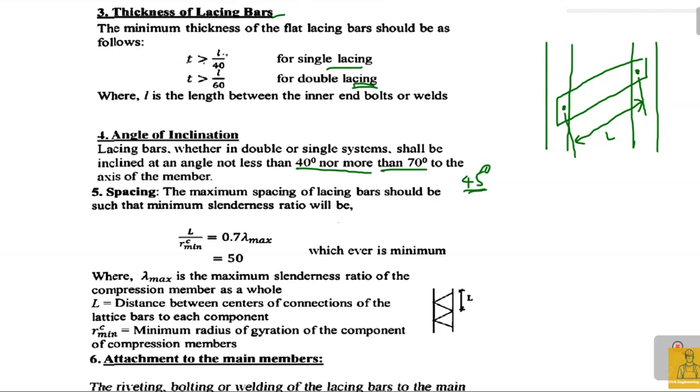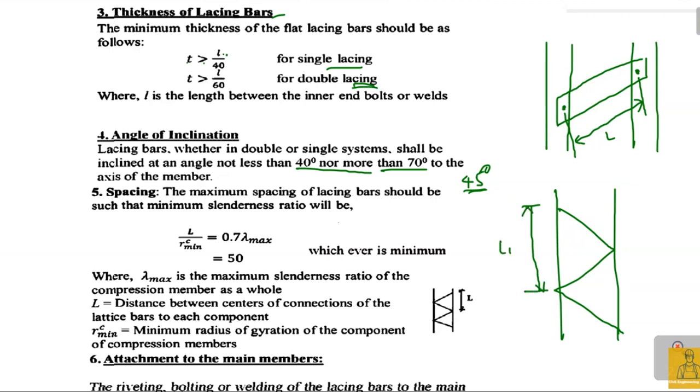See, these are two things, two channel sections or two I sections. This is lacing and this is L naught, spacing of lacing bars. This is single, right? Single lacing.